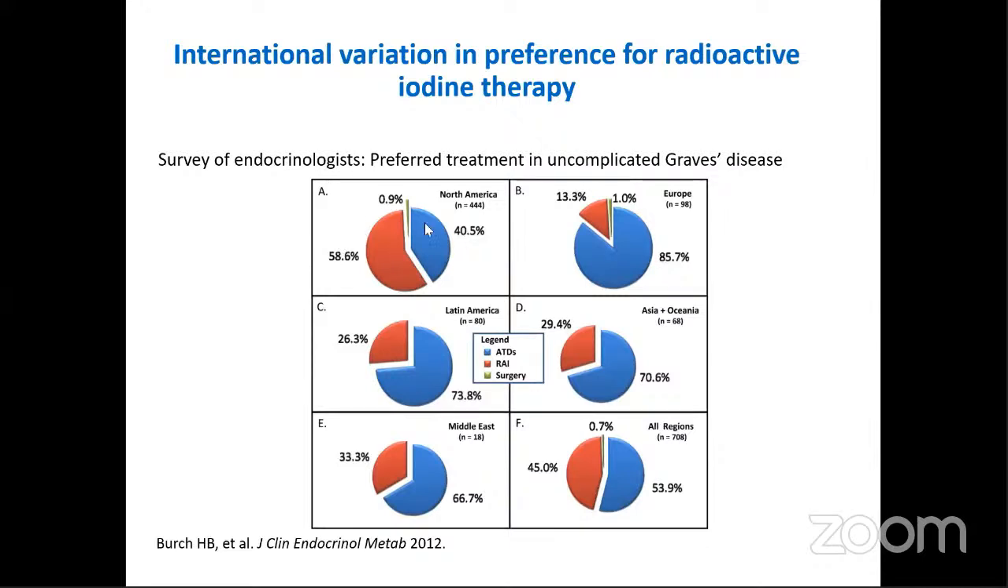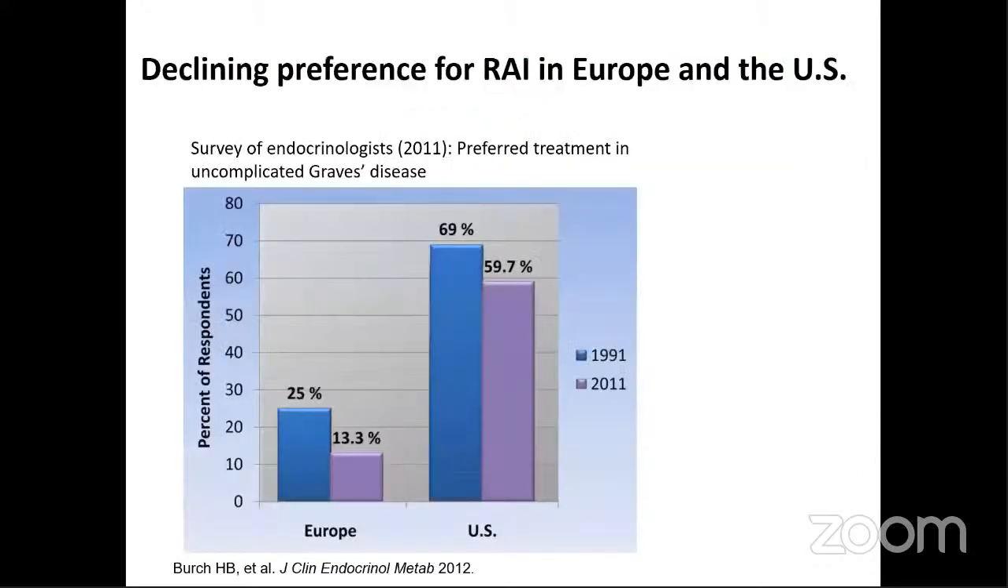Radioactive iodine, shown in red, has historically been much more commonly preferred by North American, especially US, physicians, compared to physicians in Europe, Latin America, Asia, the Middle East, and elsewhere, where antithyroid drugs are much more commonly preferred as first-line therapy. Surgery in the case of uncomplicated Graves' disease, shown in green, is very seldom considered as first-line therapy, or at least that has been the case in the past.